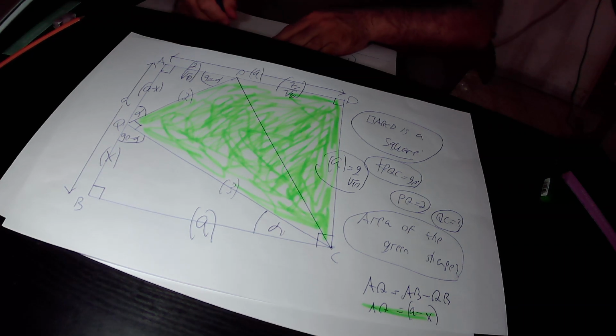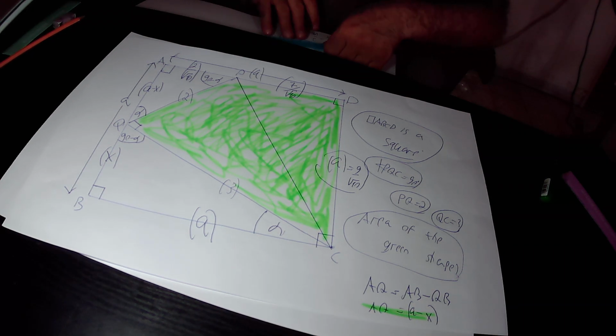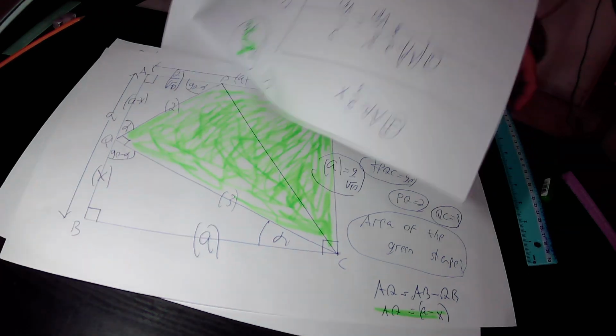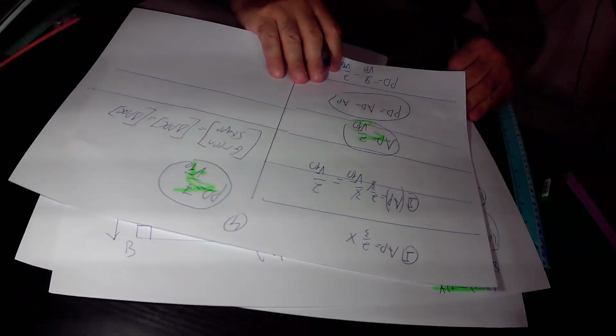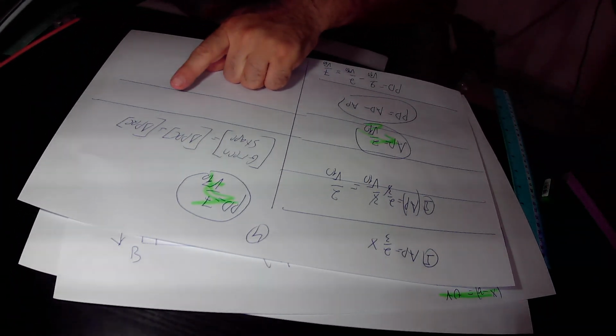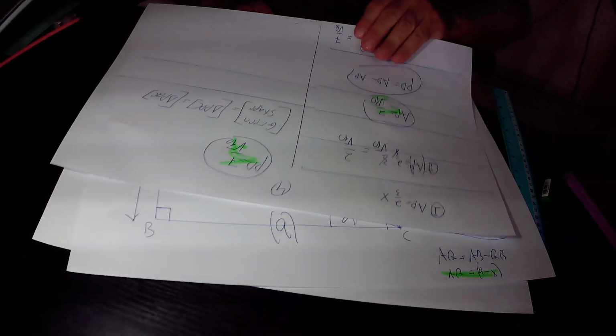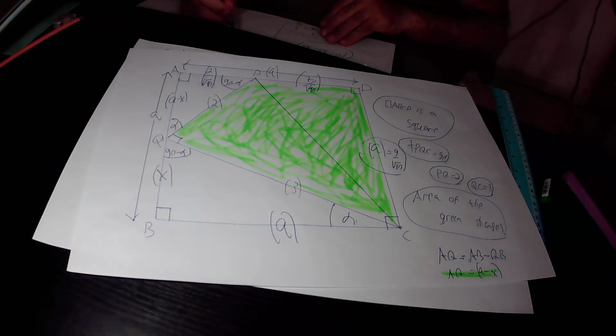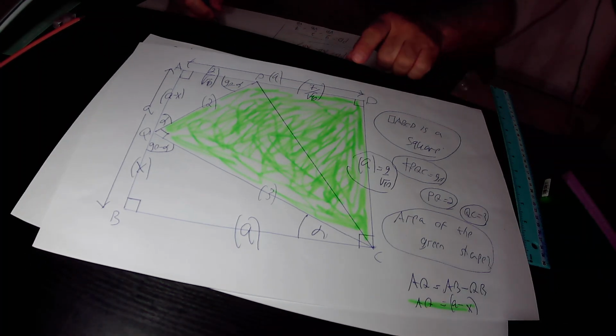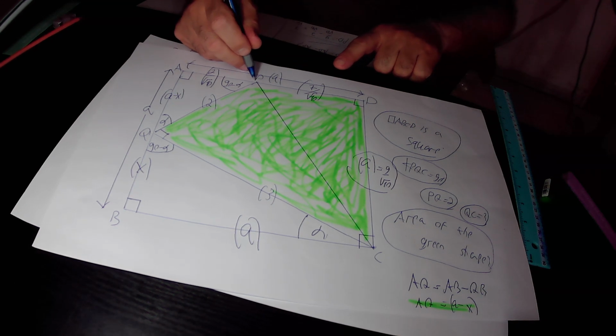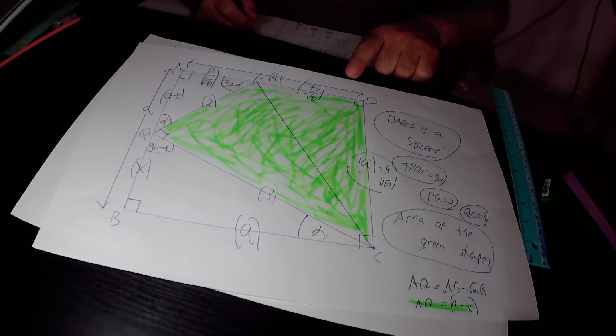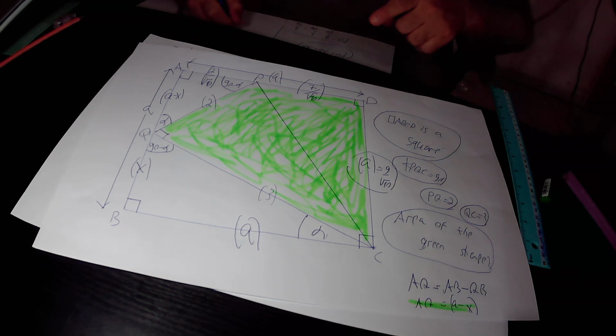Repeat again, I should find out that in total the area of the green shape is equal to the area of the right triangle PDC plus the area of the right triangle PQC. So the area of the green shape equals the area of the right triangle PDC. The area of the right triangle PDC equals the base, that is PD, times the height, that is DC, over 2.